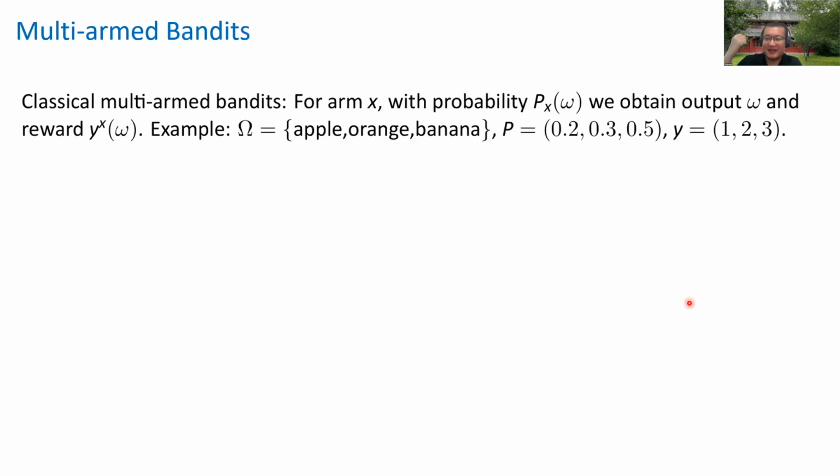The bandit is something you see in Las Vegas, a bandit machine. Maybe there are some choices: apple, orange, banana, and correspondingly you have probabilities, say 0.2 for an apple, 0.3 for an orange, and 0.5 for a banana. And correspondingly you have rewards: if you get an apple, you get $1, orange $2, banana $3, for instance. So this bandit problem is very standard.